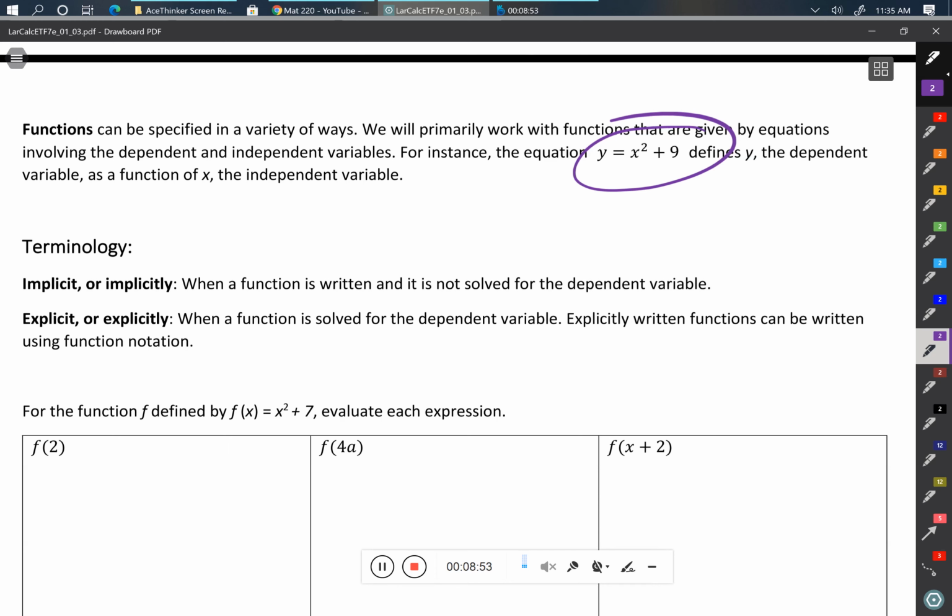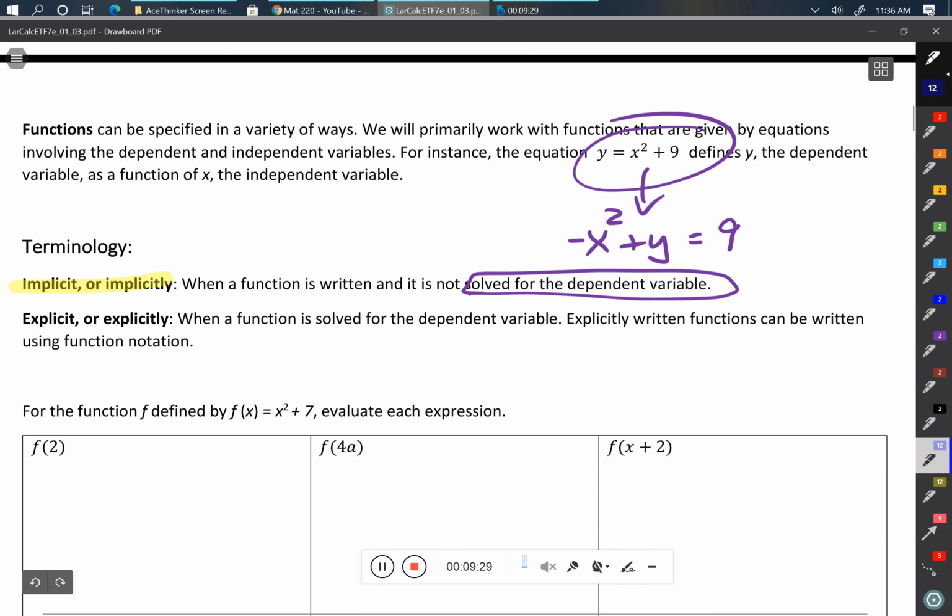Now, some more terminology: implicit and explicit, or implicitly and explicitly. An implicitly defined function is when the function is written and it is not solved for the dependent variable. So I could just simply take this one from up here and do this to it. Oops, that would be a negative x squared, right? Now it is still a function, but it is no longer defined explicitly. It is now defined implicitly because the x's and y's are mixed up. Okay. So an explicitly defined function is when it is solved for the dependent variable, like that one up there.